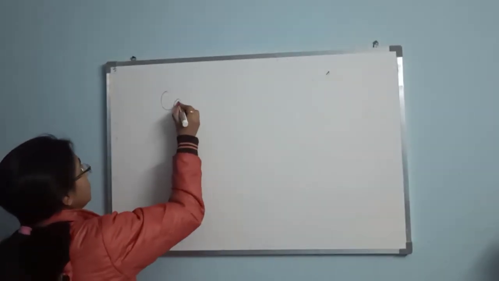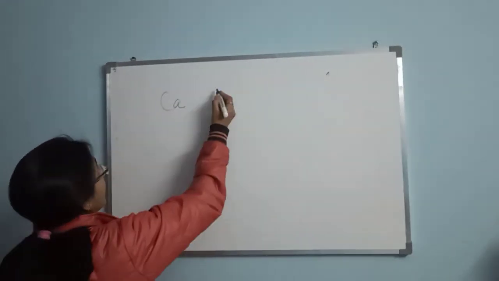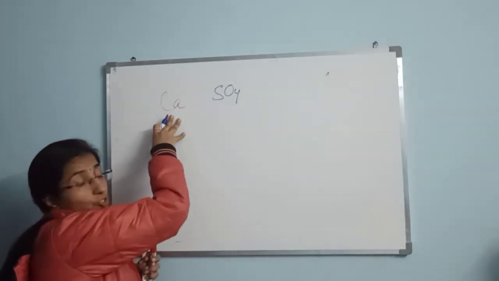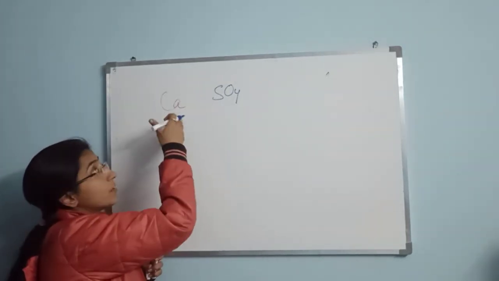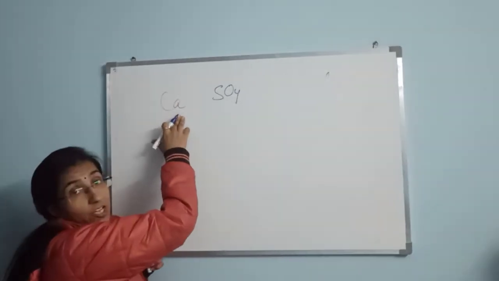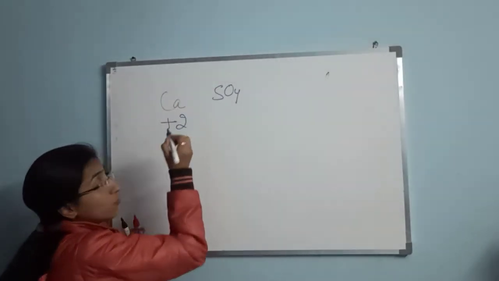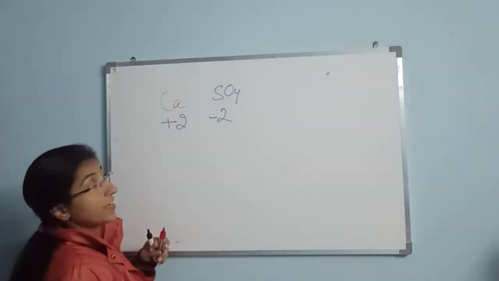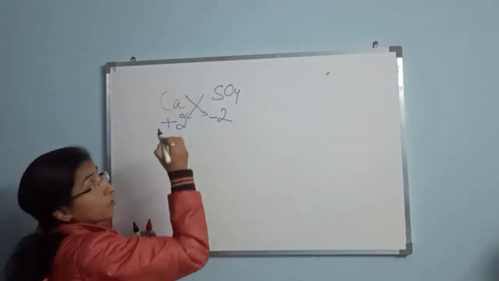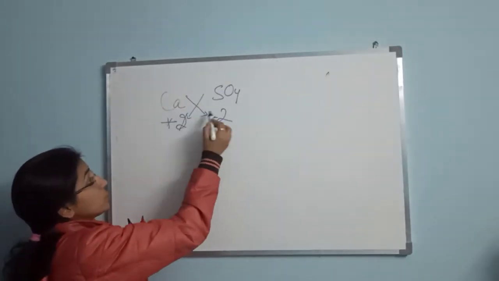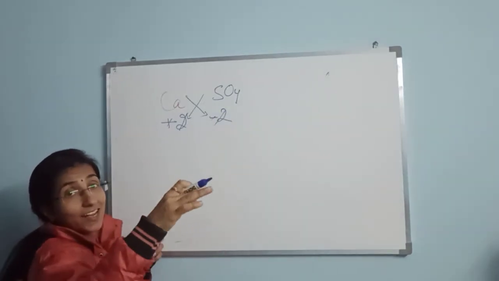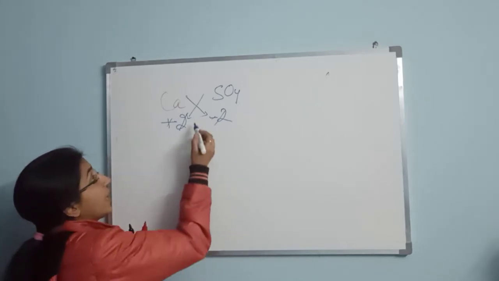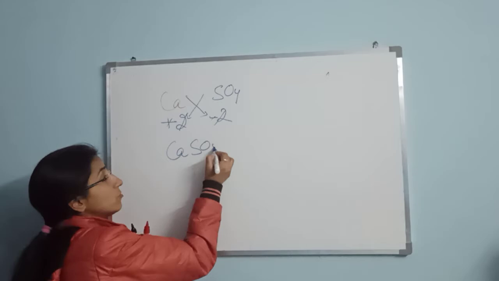Suppose I am taking calcium, and here I am taking sulfate, which is a polyatomic ion. Calcium is normally divalent, because it has a charge of +2. Sulfate will have a charge of -2. Both will crisscross. The 2 and 2 cancel. That means whatever is there, try to multiply or divide it by a common factor and simplify it, and the final formula will become CaSO4.